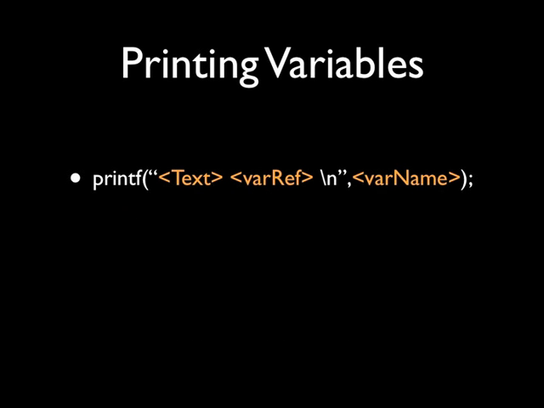So when printing variables to the screen, we can write any text we want. Then the variable reference, basically a special symbol which refers to the data type. Then we add \n. The \n doesn't have to be there, but you generally will use it. Close the quotes. Now it's important that we have a comma and the name of the variable we want to print to the screen.